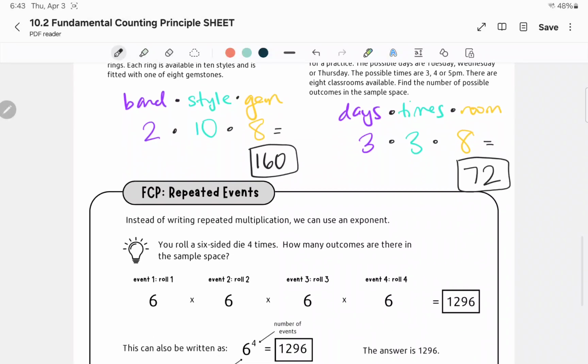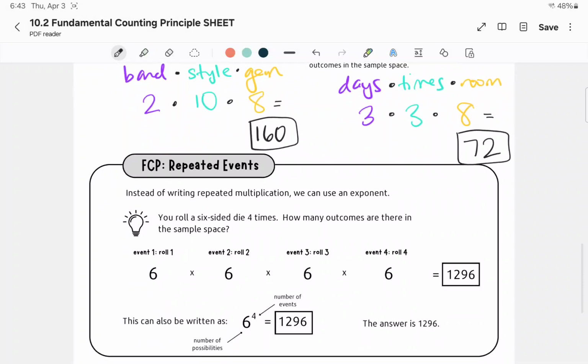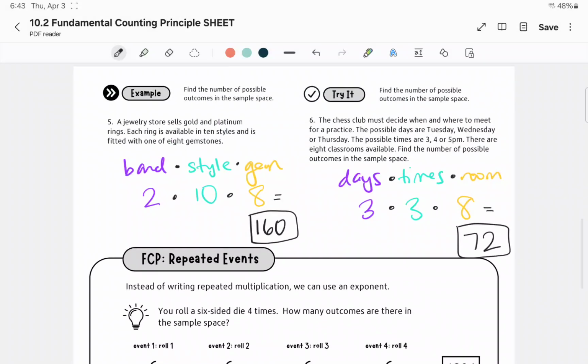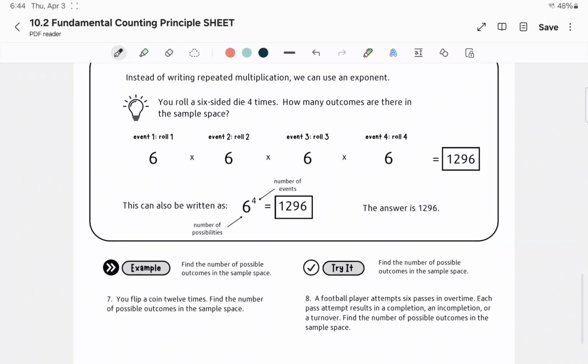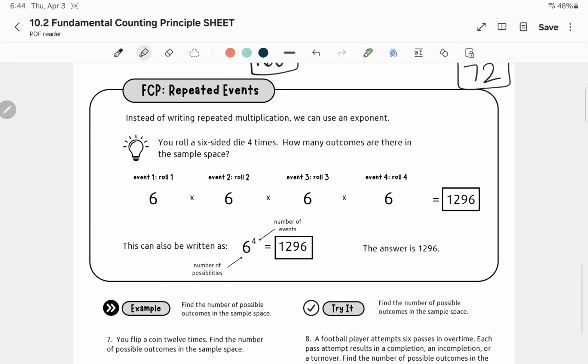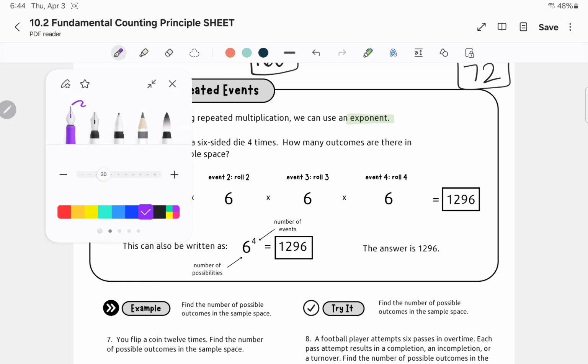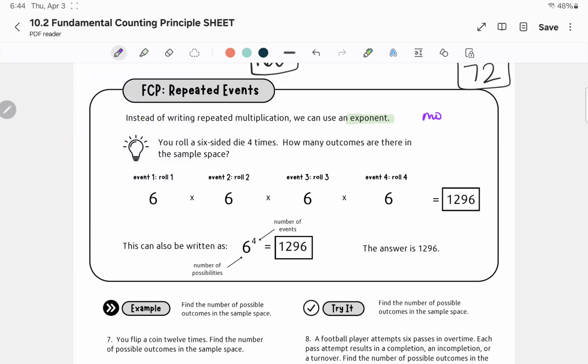What happens if there's more than 3? I said 3 is kind of like the max with these types of problems, where we're just going to be multiplying each number. But there might be more than 3, in which case we're going to be using an exponent. So I'm sorry if I misspoke there. We could have more than 3 events. If it's more than 3, we're going to be using an exponent. Let's write that. More than 3 events.